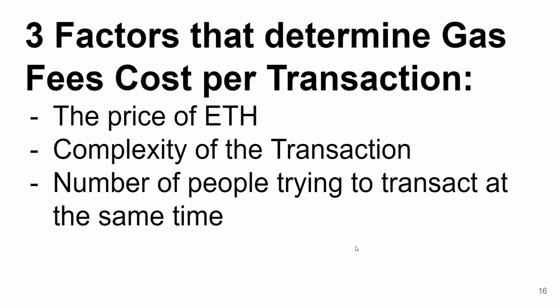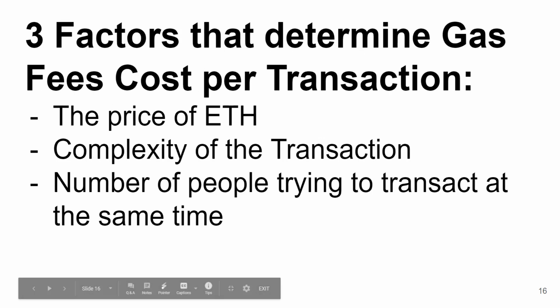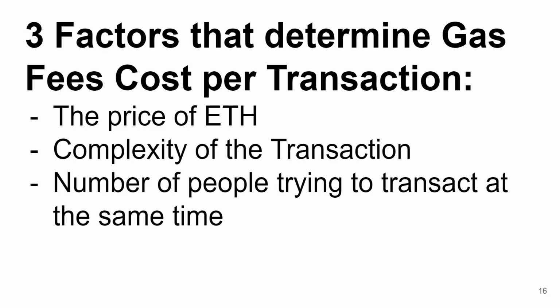So there are three factors that can affect how much you pay in gas when making a transaction on Ethereum. First, it's the price of the Ethereum itself. Since we pay gas in Gwei, and Gwei is a fraction of an Ethereum, then the price of Ethereum directly correlates to the price of a Gwei. Second, the amount of computations needed to complete a transaction. The more computations you have in a transaction, the more Gwei needed for that transaction.